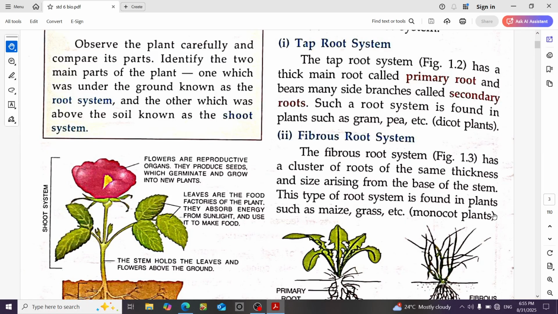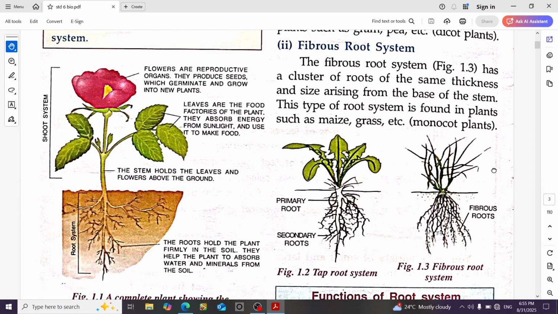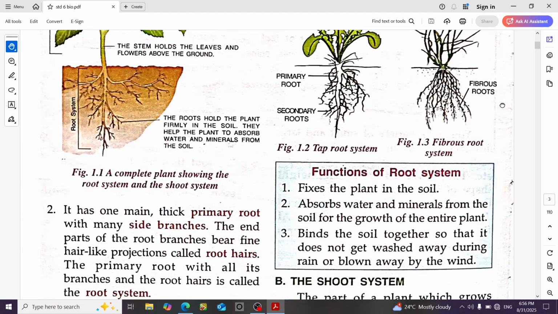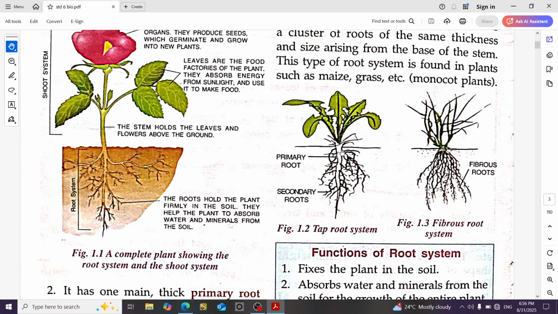So, taproot system has one main root, that is primary root, and other branches. They are secondary roots. Example, the dicot plants like pea, gram. And you can see the fibrous roots. It is a cluster of roots of same thickness arising from the base. This type of root system is in maize, monocot plants. Observe this carefully. See this central main root and then branches, primary root and secondary root. Here you can see fibrous root. They are of equal thickness, nearly equal.